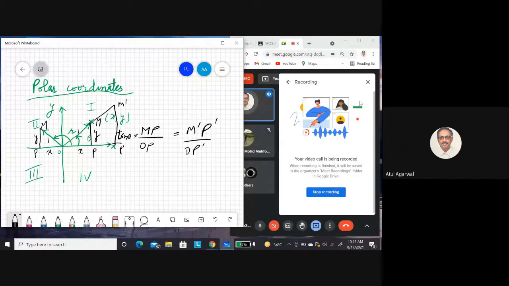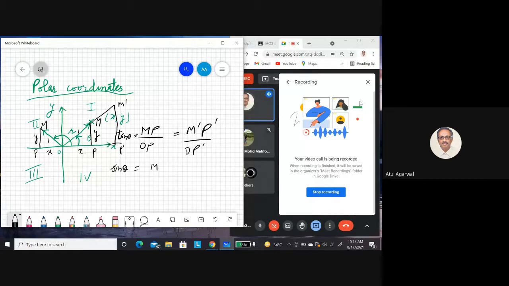So these ratios are constant. They just depend on theta. They do not depend on the length of the ray. Whenever you find such invariance, it is of value. It has importance. Similarly, you define a ratio called sine theta.